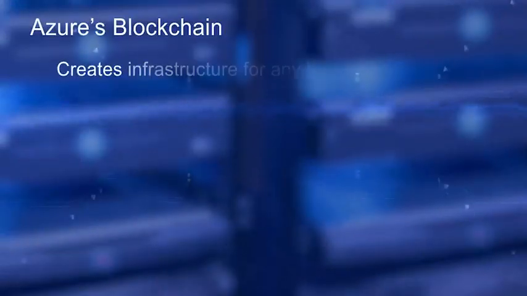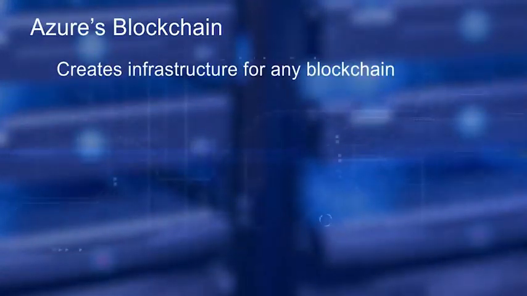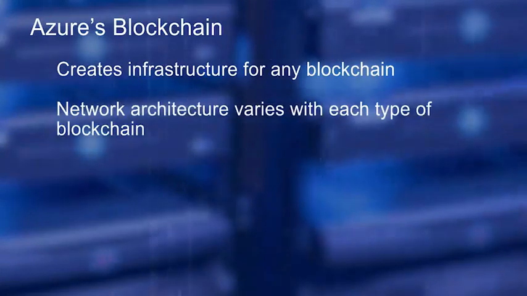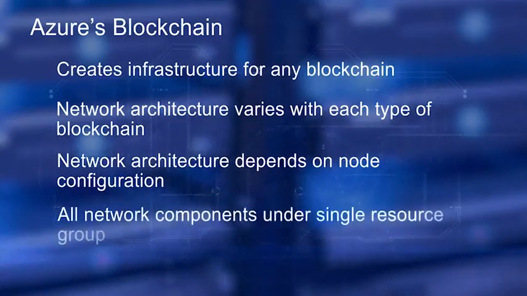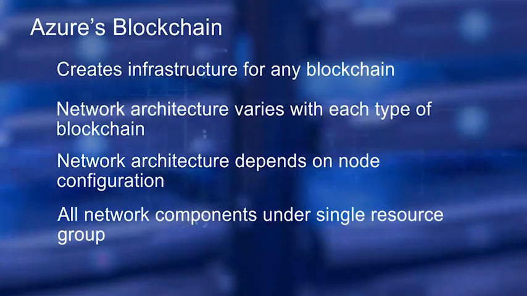Let's look at Azure's blockchain architecture. Azure creates the infrastructure needed for any blockchain platform and maintains the network for each. The network architecture varies with respect to each blockchain platform. Ethereum would have miner and non-miner nodes, whereas R3 Corda will have notary nodes and participating nodes. The network architecture also depends upon the node configuration you specify. All network components will be under a single resource group.